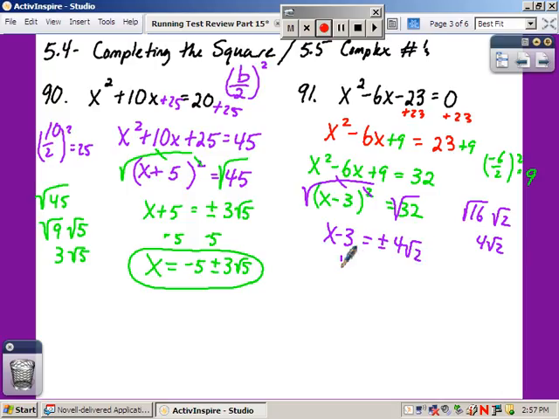And I'm going to add 3 to both sides. Again, I don't add it to the square root term, so I put it first, and then I put the square root term second. And that is the final answer.